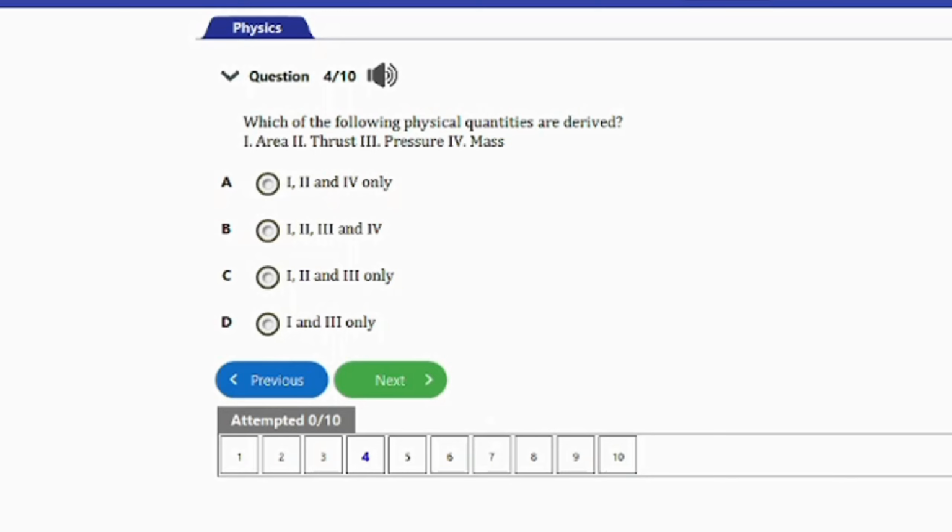It says, which of the following physical quantities are derived? We have I, area, II, thrust, III, pressure, IV, mass. So guys, the derived quantities here are just area, thrust, and pressure. Mass is not a derived quantity, it's actually a fundamental quantity. So let's check out the options here, the one that is correct. We have A, I, and IV only. B, I, and IV, wrong. C, I, and III only, correct. So guys, option C is the answer to this question. So let's go ahead and consider the next question, guys.